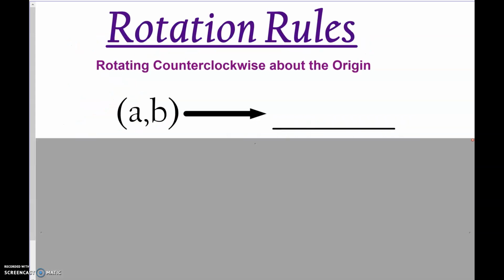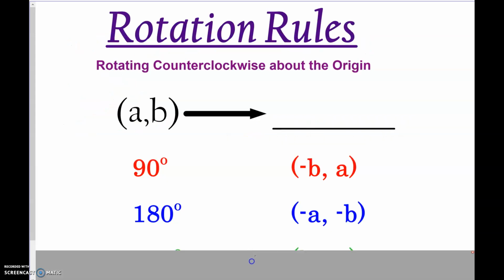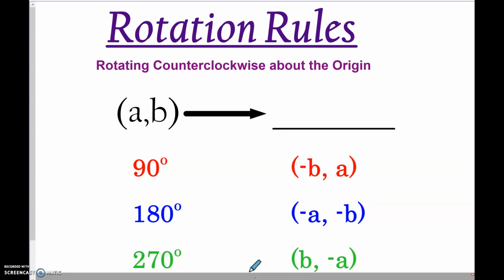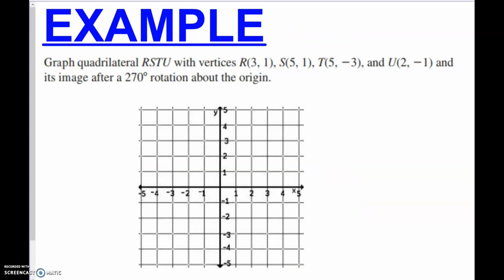All right, let's put some of this into use. Oh, here are the rules, and they write it with A's and B's, but it's exactly the same thing we just went through with me counting with the x's and the y's. Just works for my brain better with the x's and the y's. All right, so we have this quadrilateral RSTU, and they want its image after a 270-degree rotation. So with it being a 270-degree rotation, we are going to use that rule of y, negative x.